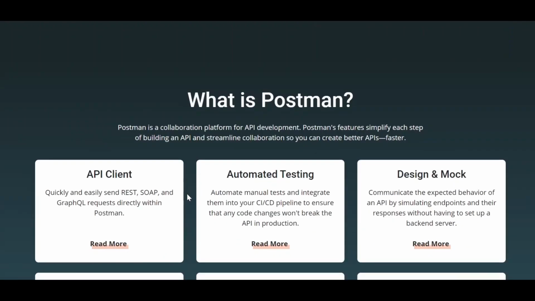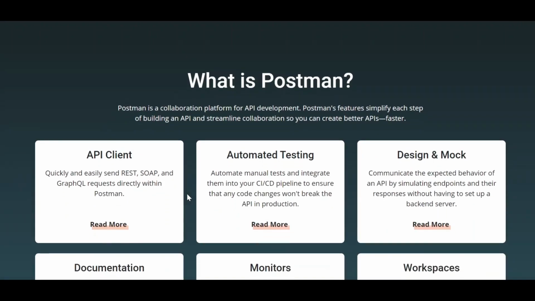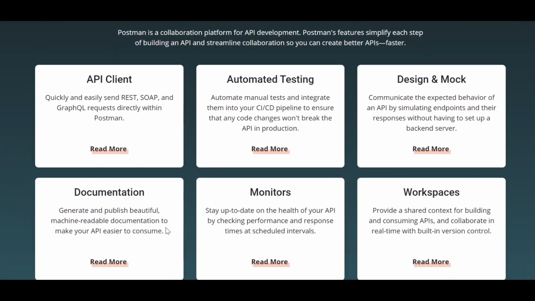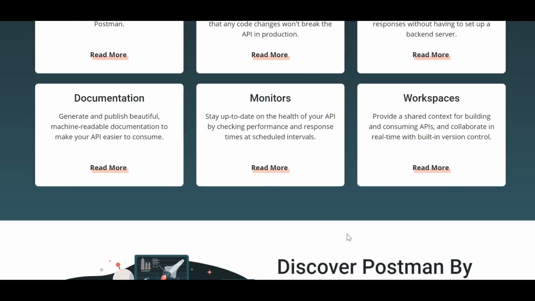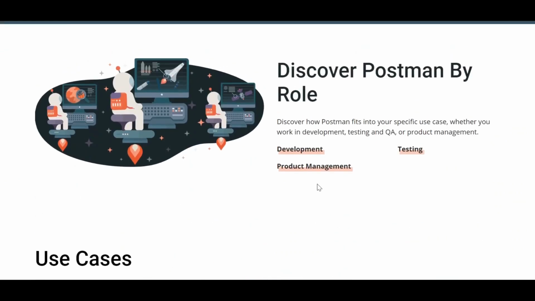First of all, the various features of Postman are that it can be used as an API client where you can easily send REST, SOAP and GraphQL requests directly within the Postman app. You can also perform automated testing. Then you can use the documentation feature to generate and publish beautiful machine readable documents and make your API easier to consume by people. You can also monitor the health and performance of your APIs. And another thing is that you can create workspaces and work together with your team and collaborate in real time with the product. Now coming to the next stage. It can be used by developers, testers, and even for product management.